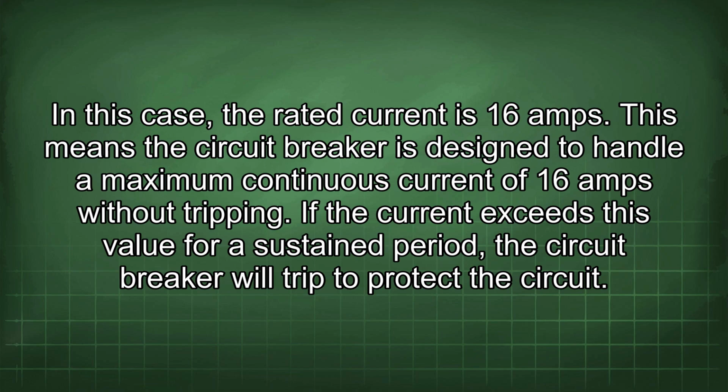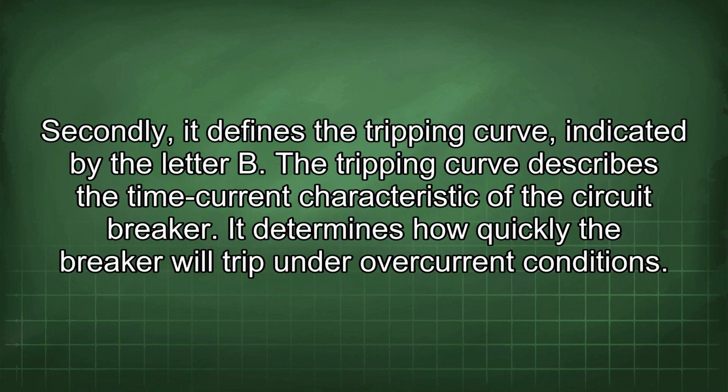This means the circuit breaker is designed to handle a maximum continuous current of 16 amps without tripping. If the current exceeds this value for a sustained period, the circuit breaker will trip to protect the circuit. Secondly, it defines the tripping curve, indicated by the letter B. The tripping curve describes the time current characteristic of the circuit breaker. It determines how quickly the breaker will trip under overcurrent conditions.